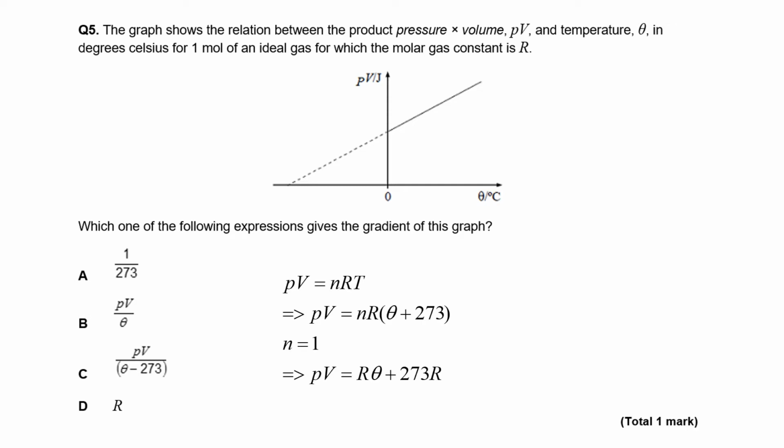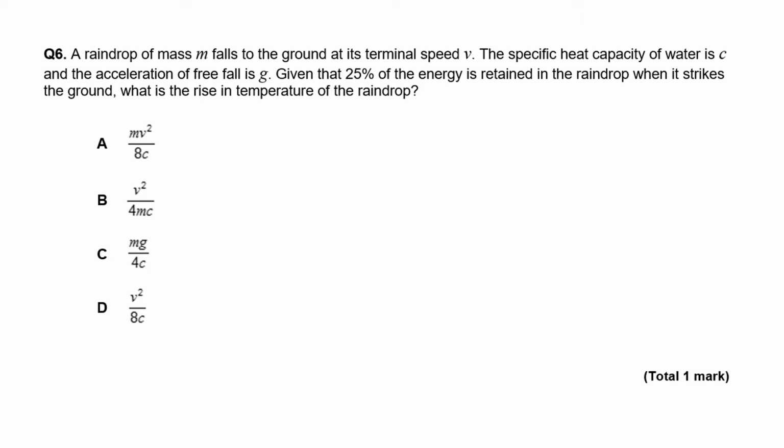So first of all, the equation you'll be familiar with is PV equals nRT, but you should also know that T is the temperature in Kelvin. So what I've done is I've replaced it with theta plus 273, so we can essentially put in the Celsius scale we have on the x-axis. We're also told n equals 1, so we know essentially that PV is equal to R theta plus 273R. So theta is on the x-axis, so R therefore must be the gradient of the graph because PV is on the y-axis there.